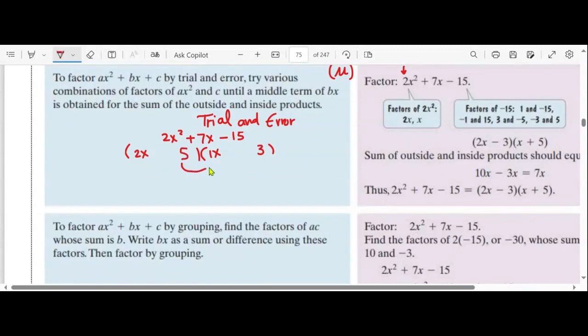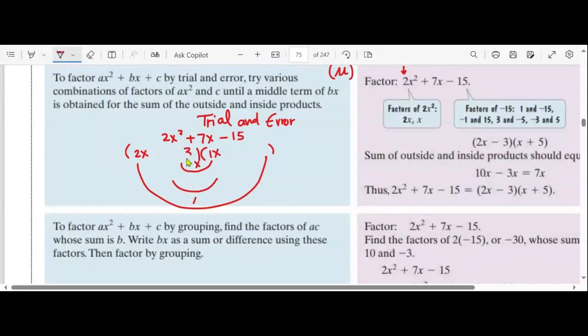Now if you multiply, do the happy face. You get how much? 5x. 3 times 2, how much? 6x. Can this give you 7x? The answer is no. This will give you 11x, or just 1x if you subtract. So in this case, can I switch the places?